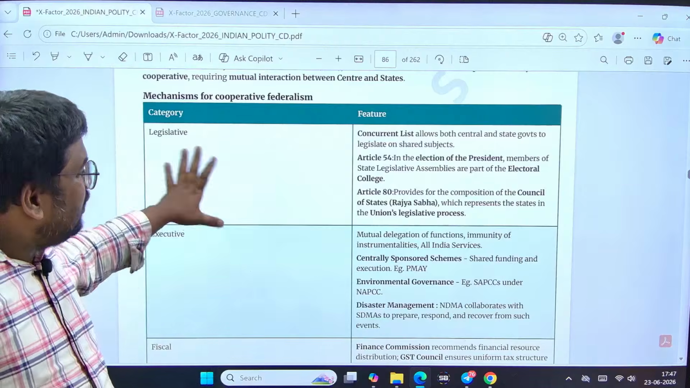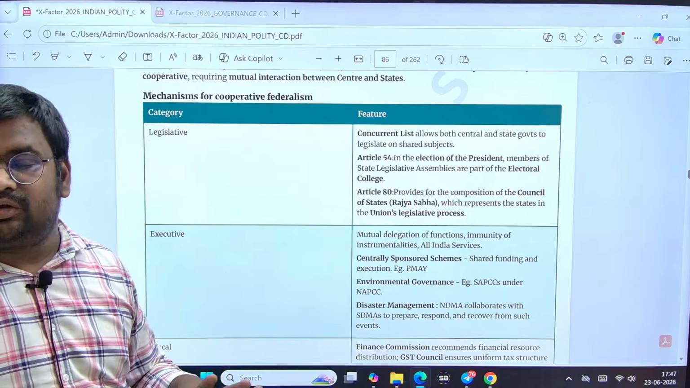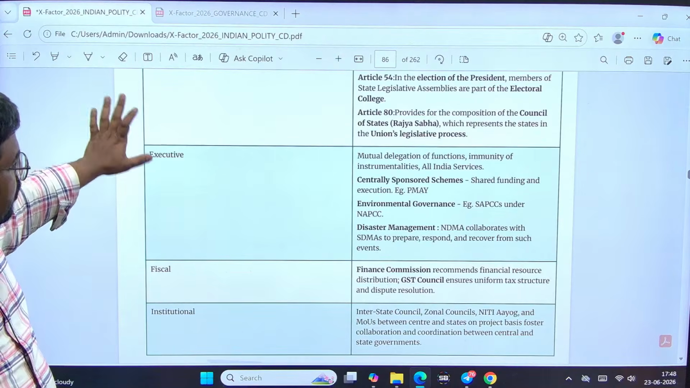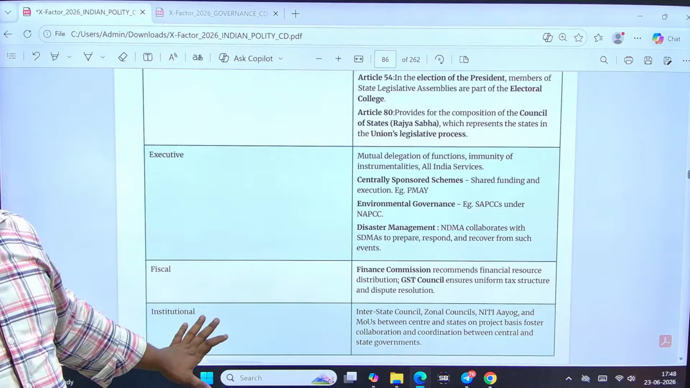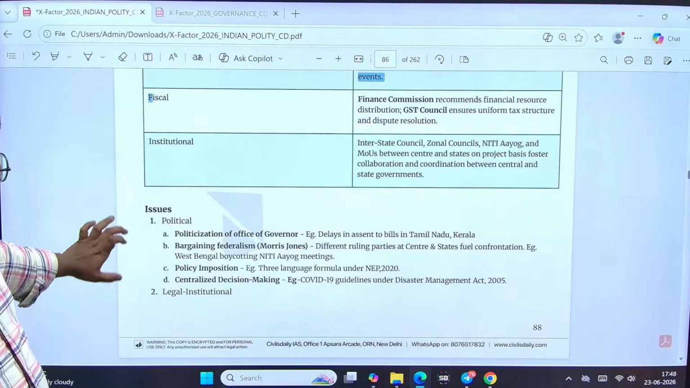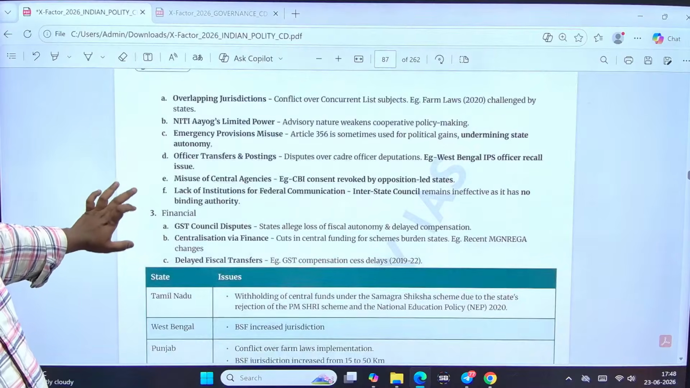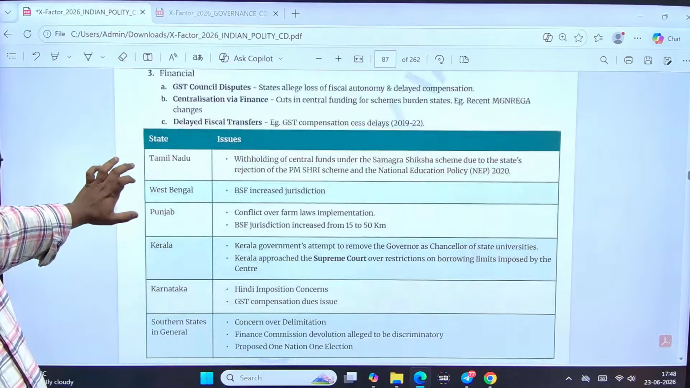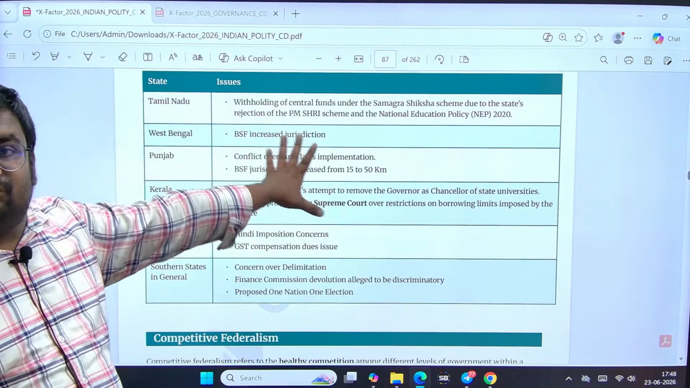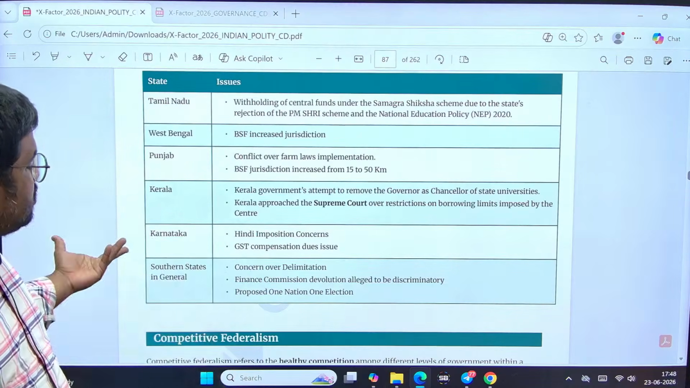Because this classification makes the evaluator's job easy. He will automatically know, okay, he has covered the points on all the dimensions. Similarly, the major issues are the same: political, legal, financial. Then state specific, we have given you the list of issues which you can use as examples. Beyond this, what do you need?